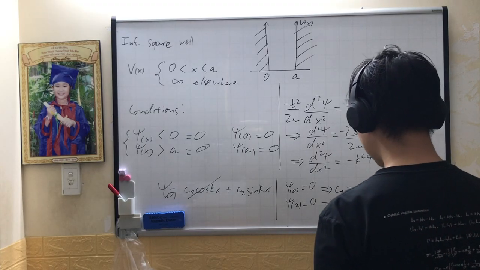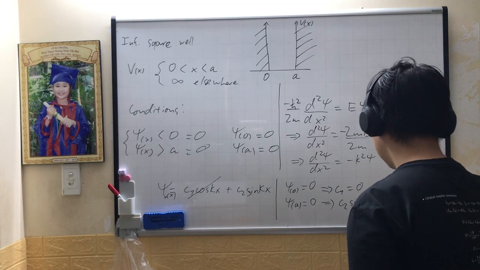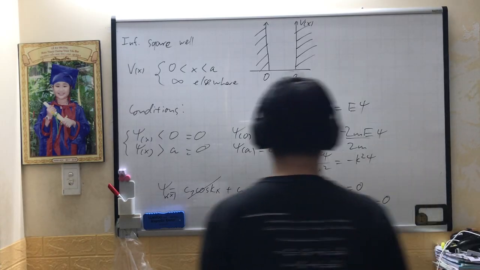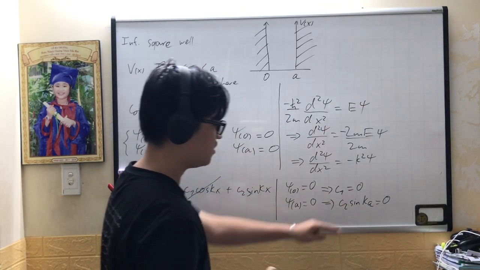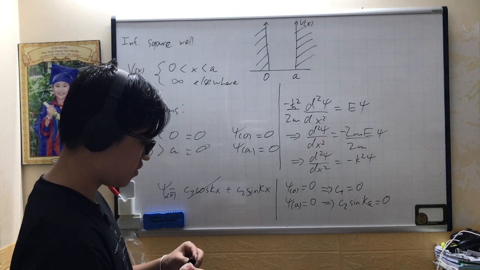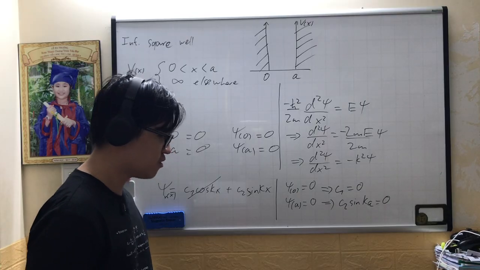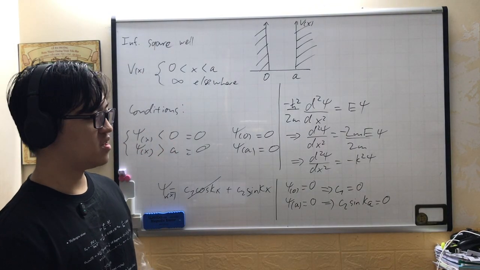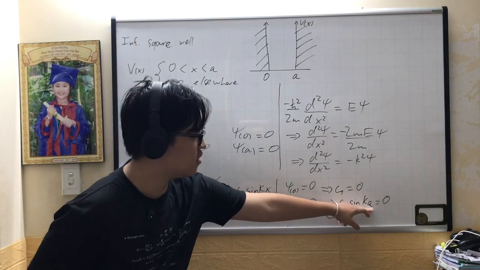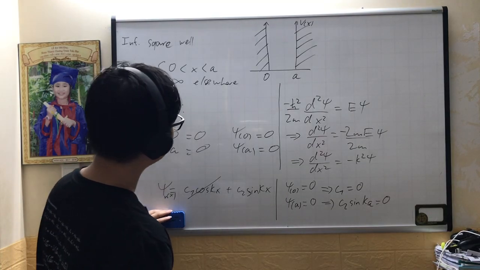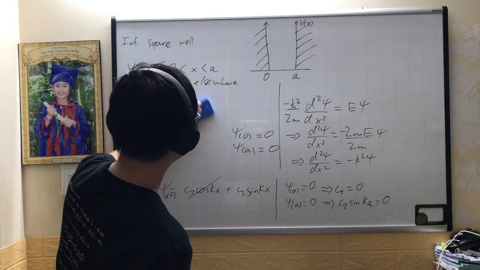Alright, so that is a number. Oh my god, it's ka. I'm sorry, it's ka. So we get that C2 sine ka equal to 0. What would give you the 0 in sine? You would want what's inside here to be a multiple of pi, right? So I will erase this part.